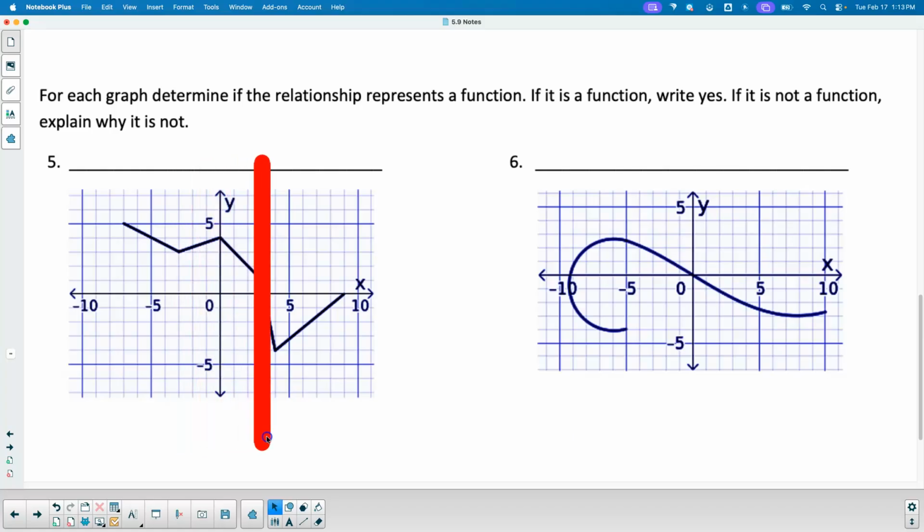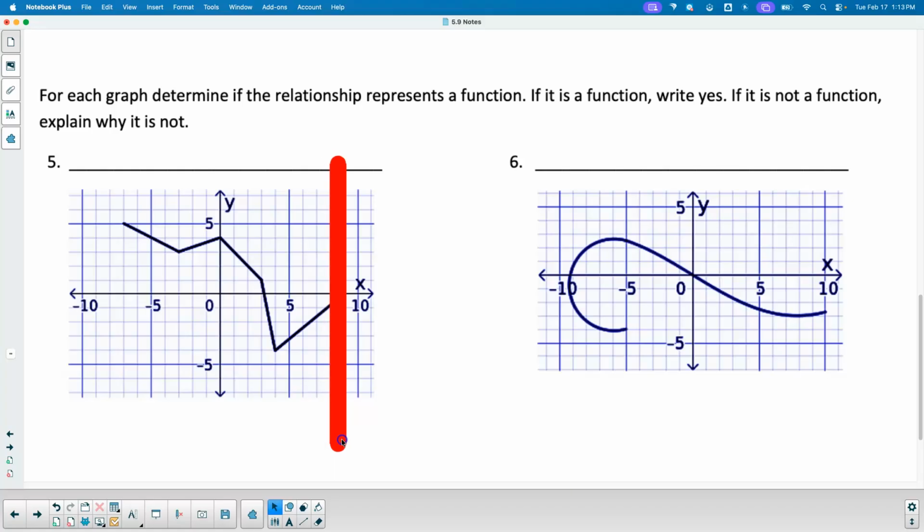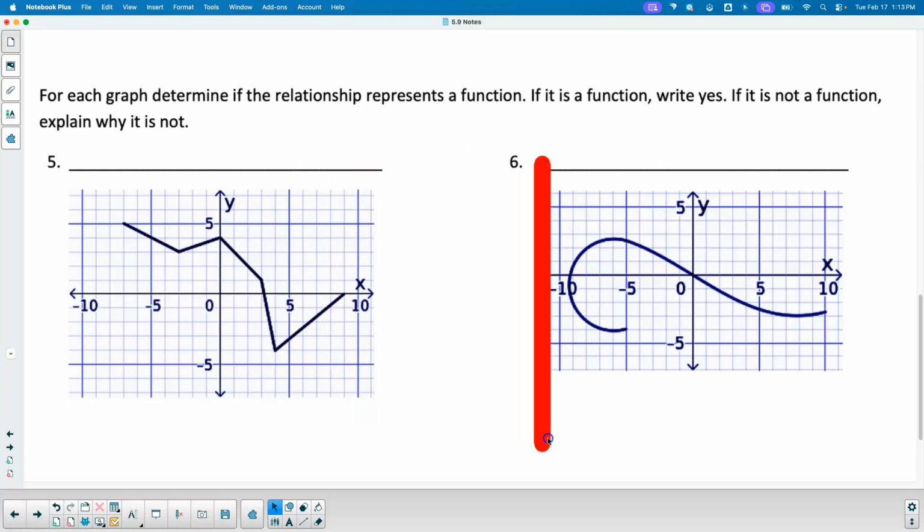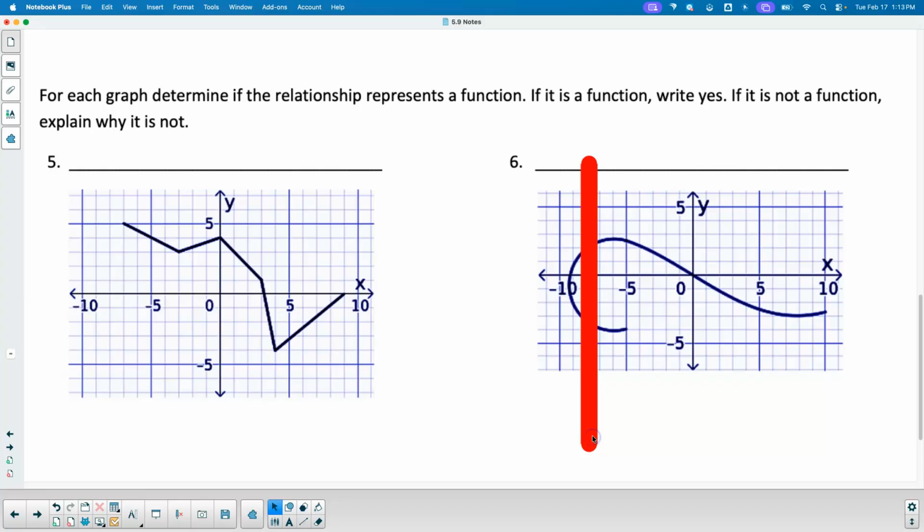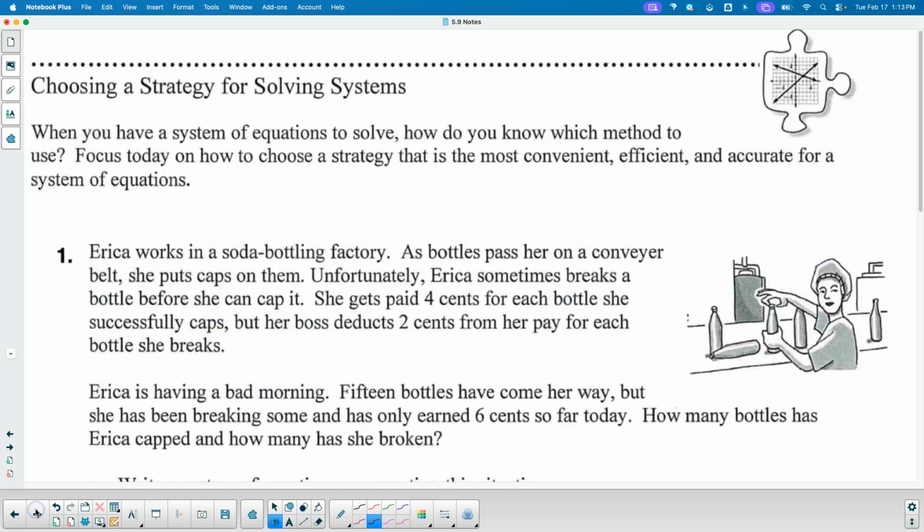So in number 5, function or not a function? So far it's still a function, a function all the way across. Number 6, function or not a function? Not a function, because it touches the line twice. So this is a function, and this is not a function because it touches twice. Questions on any of that? No? All right, let's dive into it.